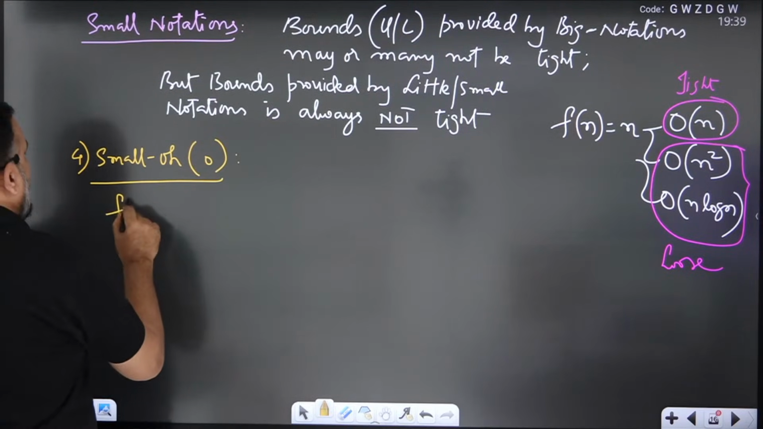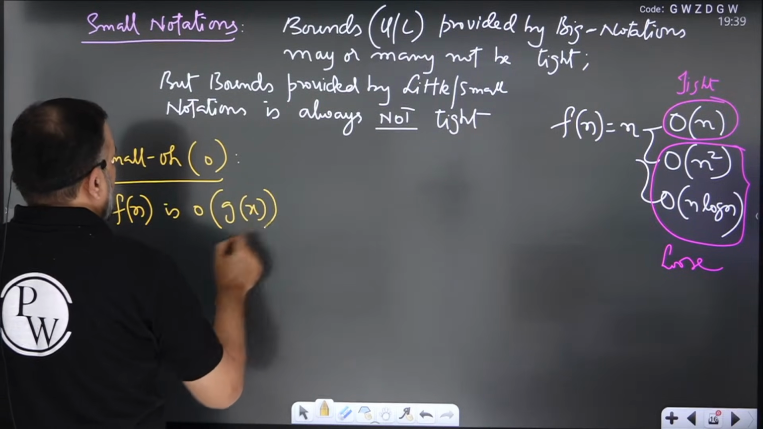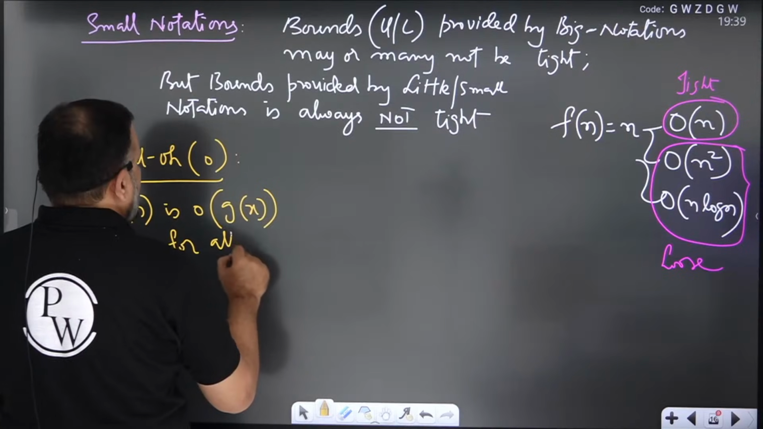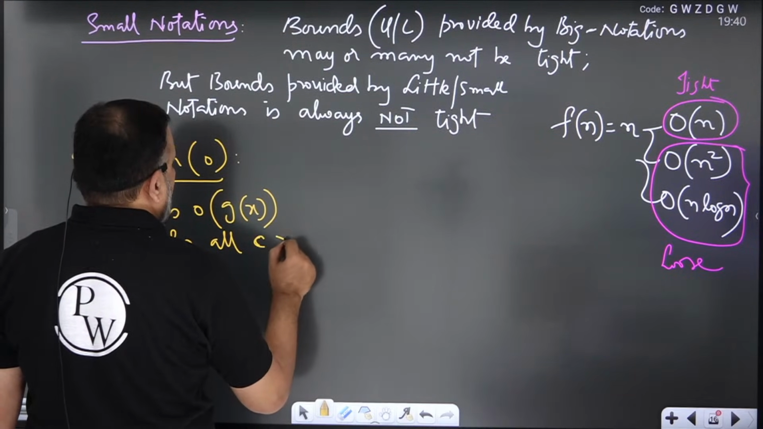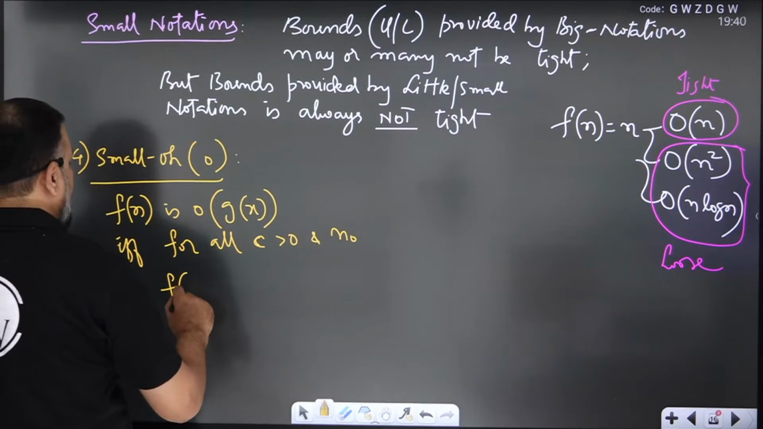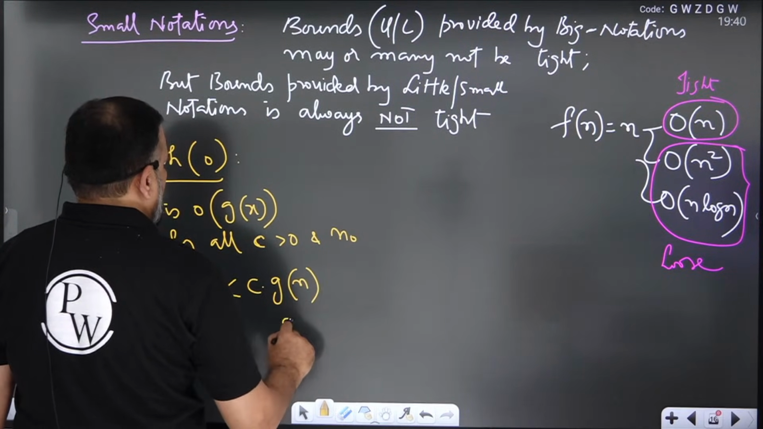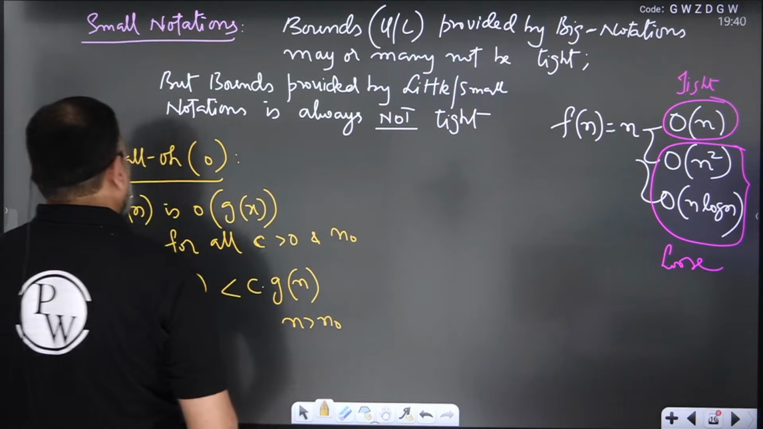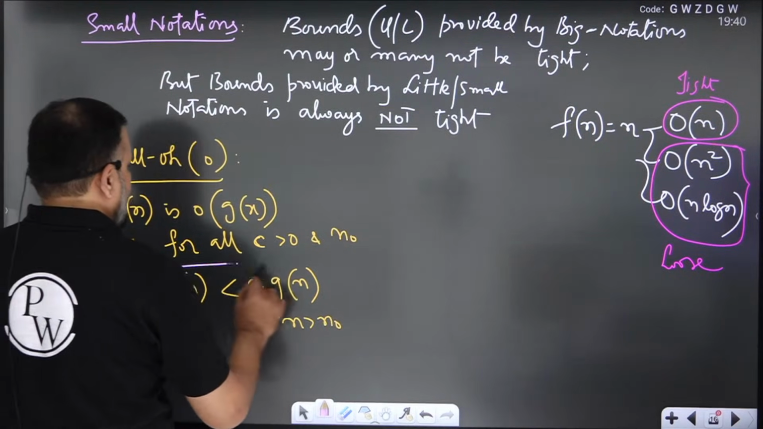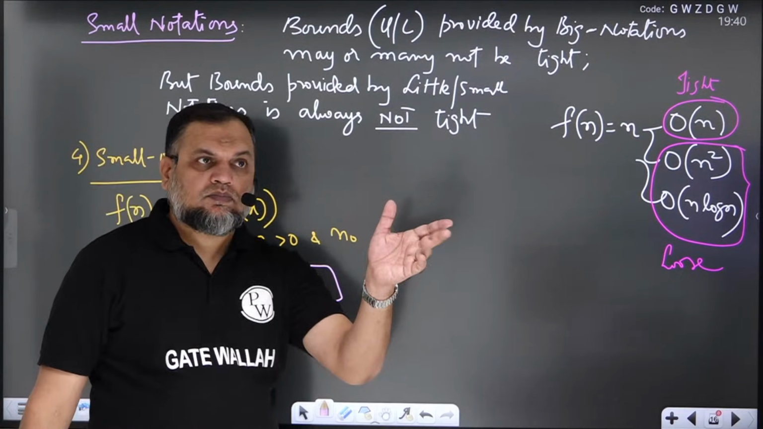We write f of n is small o of g of n if and only if for all constants c greater than 0 and n naught, f of n is less than c times g of n whenever n is greater than n naught. Same thing, the only change is this. We have only less than, a loose bound, not tight.